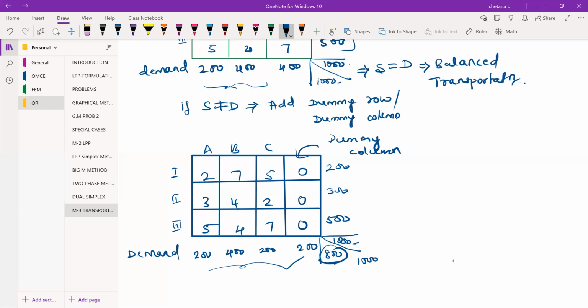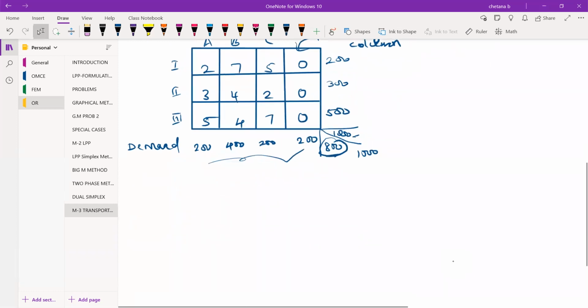Suppose the supply is lesser and the demand is more, then if you have the unbalanced case, you need to add the row. Like this, you need to balance the transportation problem. Then you need to proceed with two steps. So what are these two steps which are involved?